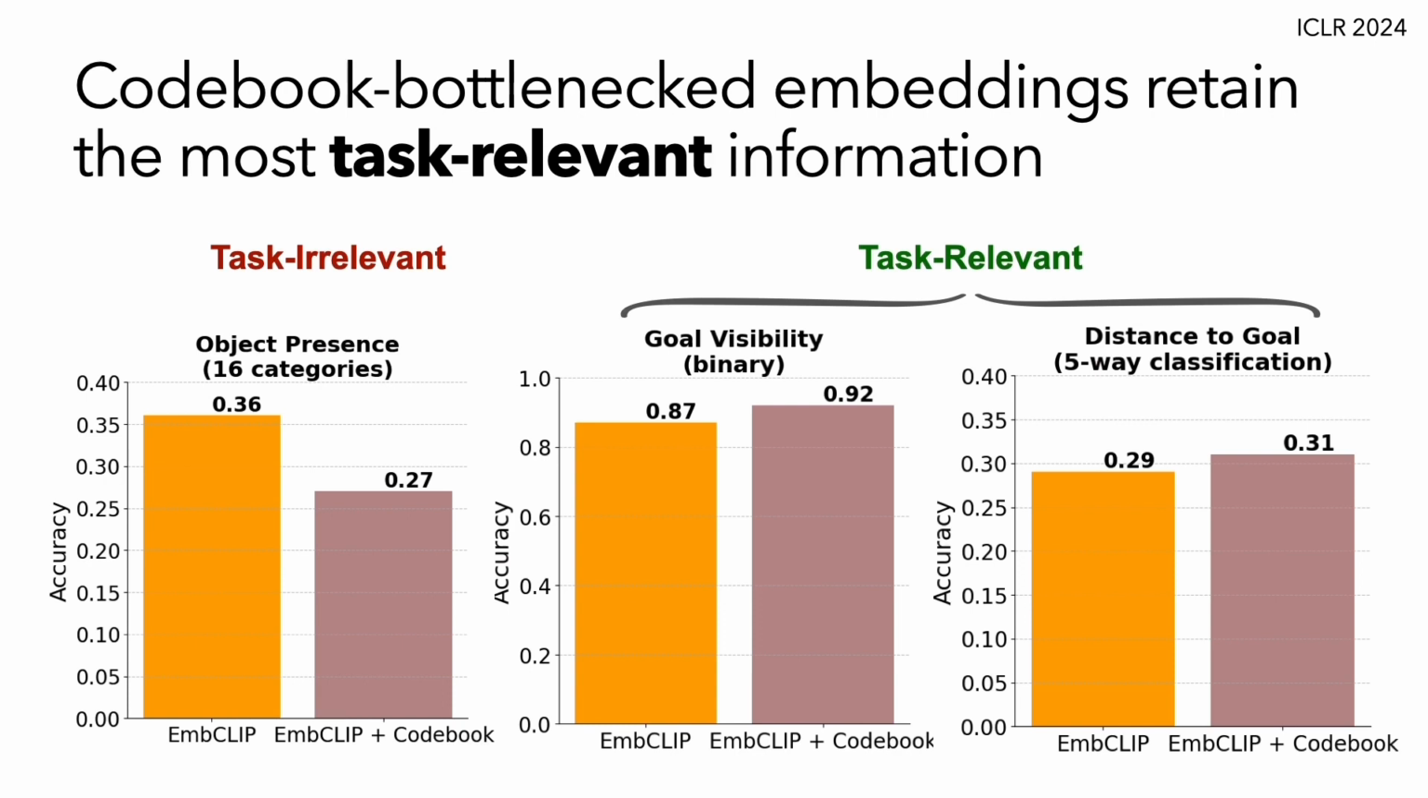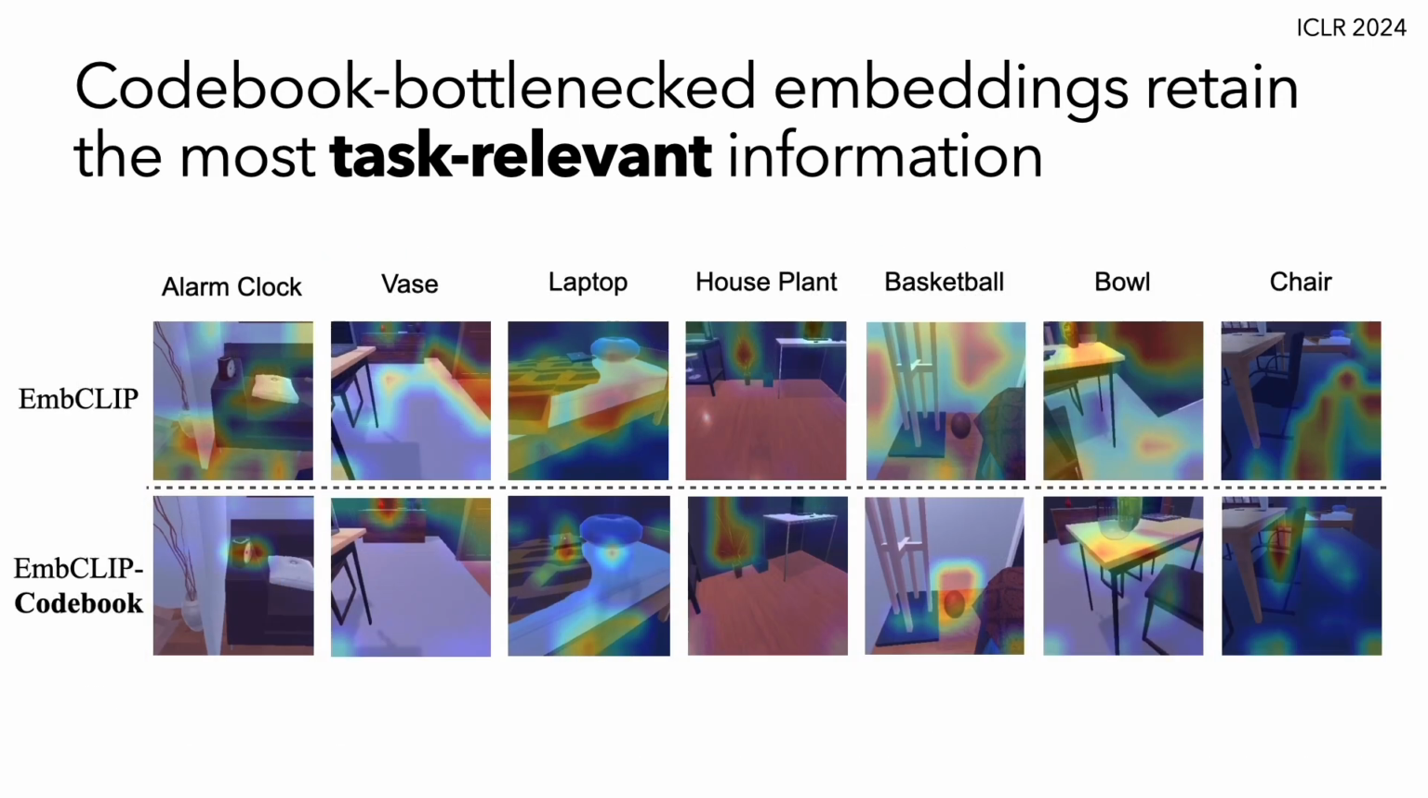We employ linear probing for a set of primitive tasks to evaluate the information captured in our embeddings. While the new representation is suboptimal in object detection from non-goal categories, it's more effective in predicting task-related information such as goal visibility and proximity. GradCAM attention maps further show our model effectively ignores distractions and only focuses on object goals.